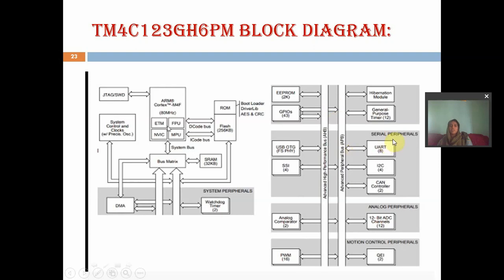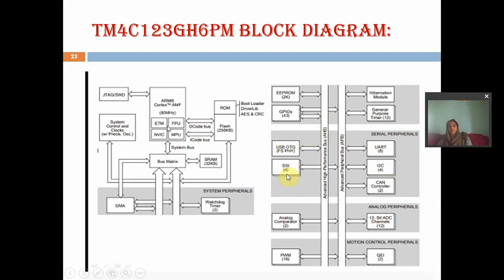Next one is serial peripherals. This block is used for communication purposes. We have serial to parallel communication devices as well as parallel to serial communication devices. USB, universal serial bus. Next, we have UART. What is meant by UART? Universal asynchronous receiver and transmitter.